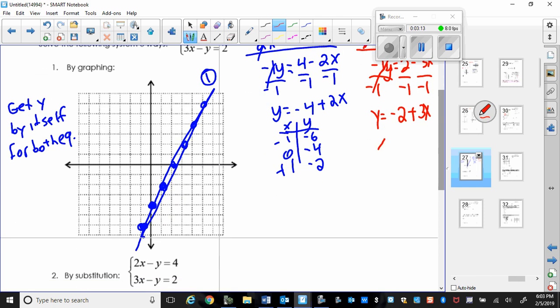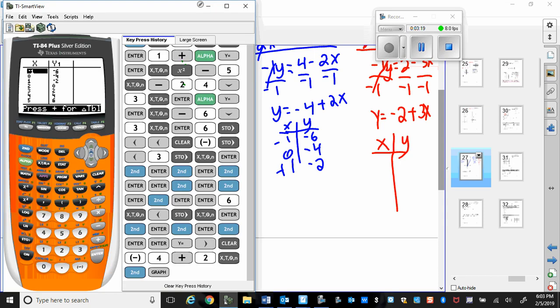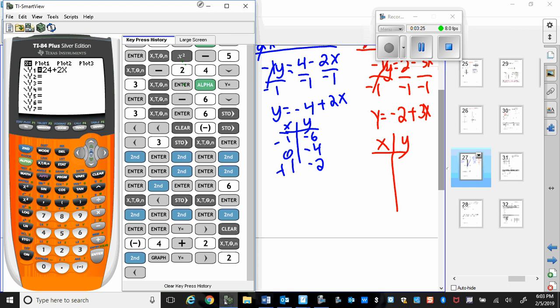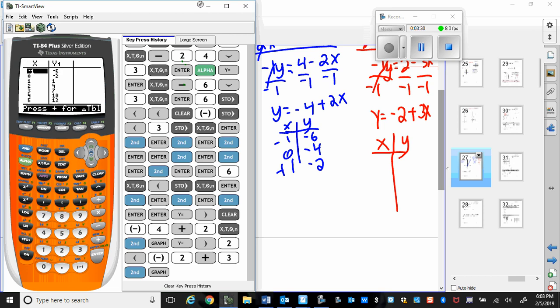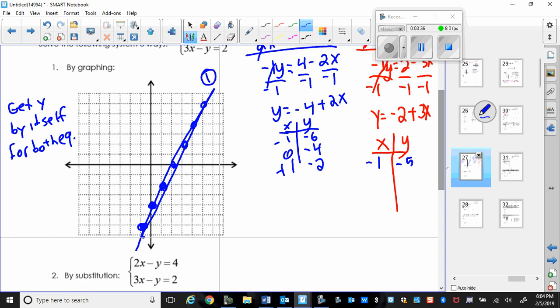Now, I create a table of values here. So I put this equation in. Go to y equals, put in negative 2 plus 3x. Press second graph. And I have negative 1, negative 5; 0, negative 2; 1, 1, right? So I go plot these points. I go left 1, down 5, 1, 2, 3, 4, 5, right?